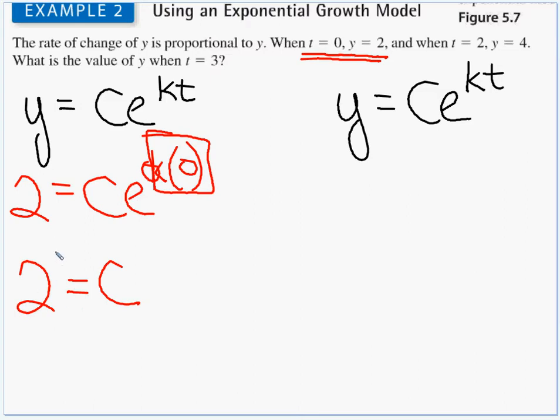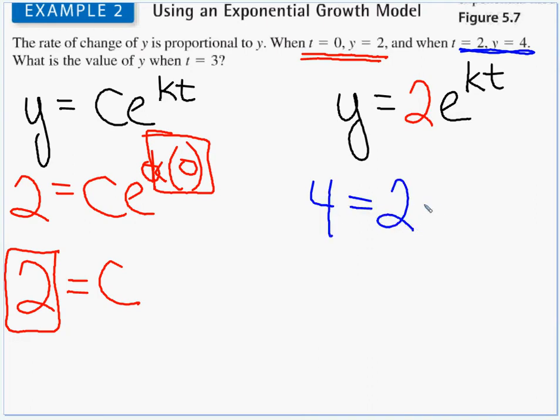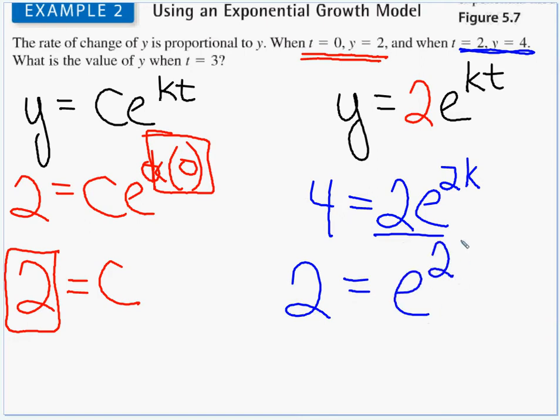Now since we've figured out c is 2, I can replace this c with a 2, and we've got another point, let me switch to blue ink, (2, 4). So I'm going to replace this y with a 4, and the t with a 2. So this becomes 2k. Now let's solve for k. Divide by 2. 4 divided by 2 is 2. 2 equals e to the 2k.